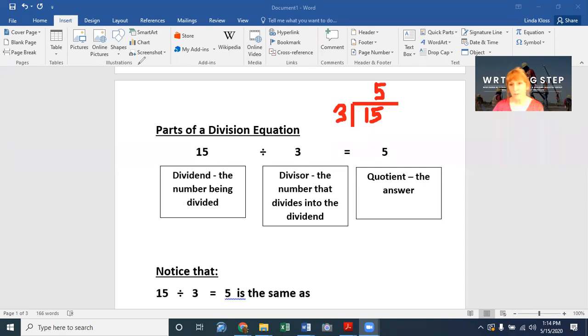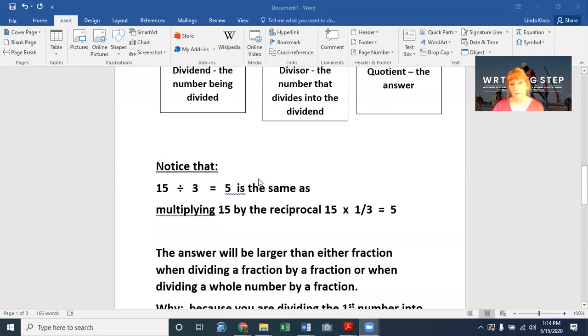I want you to also notice something. If you have 15 divided by 3 equals 5, it's the same as multiplying 15 by the reciprocal. So what do I mean by the reciprocal? So here is the 3 right here. That I could say is really technically 3 over 1. Wouldn't you say that 3 over 1 is the same as 3, because 3 divided by 1 is just 3. So the reciprocal of 3 over 1 is 1 on top, 3 on the bottom. The reciprocal is just flipping the fraction, taking the top number and putting it on the bottom, and the bottom number and putting it on the top.